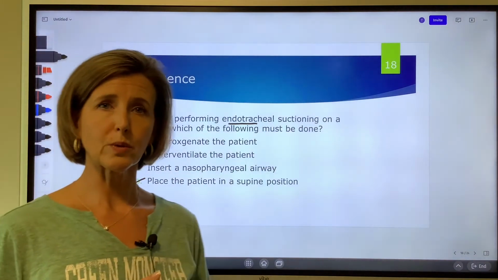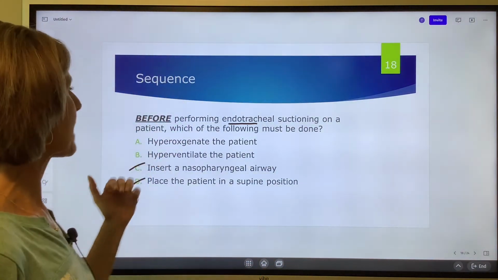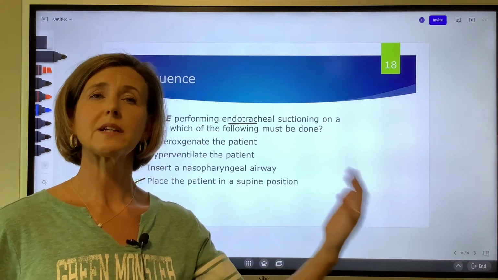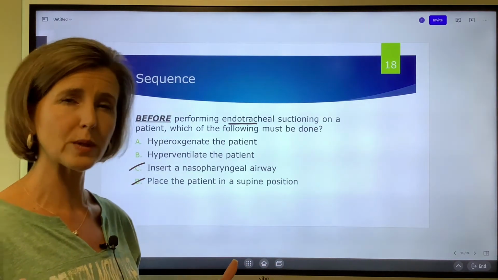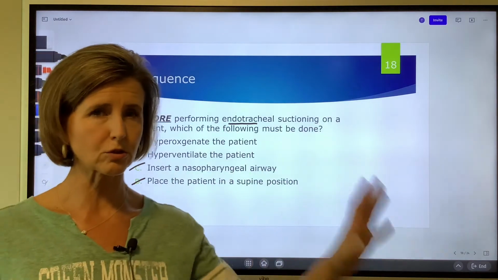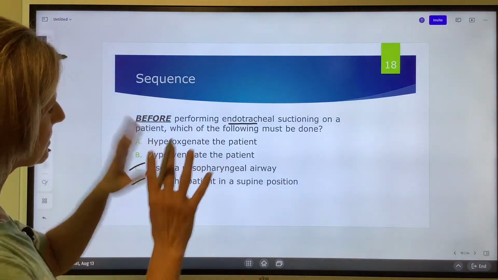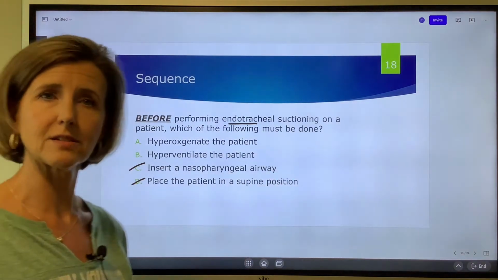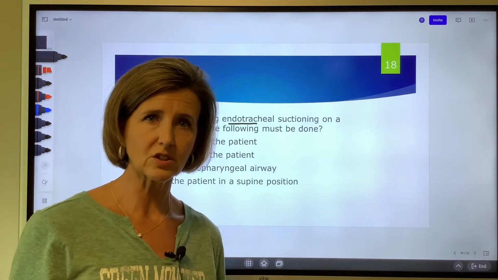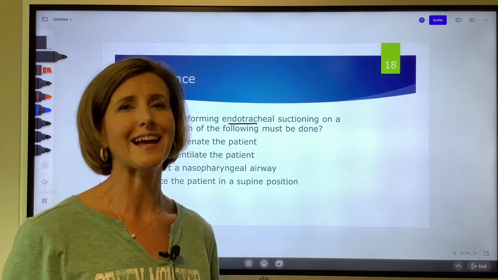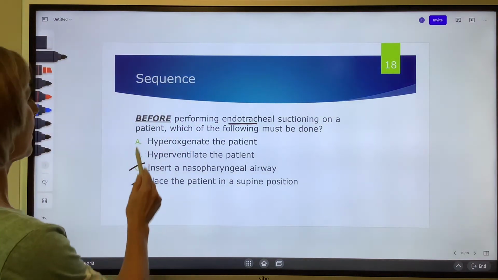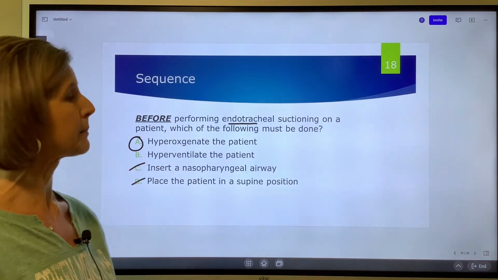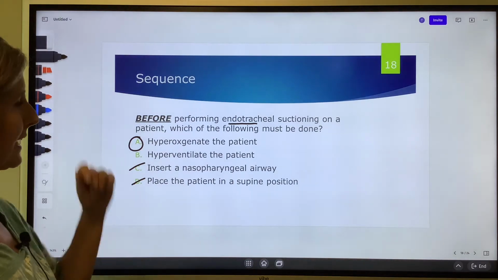Also, remember I told you about mirror images, polar opposites, hyperoxygenate versus hyperventilate. Oxygenate means we need to give extra oxygen. Hyperventilate means we need to blow the CO2 off the patient. Those are two extremes. And because they're two polar opposites, it's probably going to be one of the two. And here's the deal. If we're suctioning somebody, we're literally sucking all the secretions out of their lungs, but we're sucking oxygen out too. So we need to hyperoxygenate that patient right at the beginning so that we can offset any type of hypoxemia. So that's a sequence question.